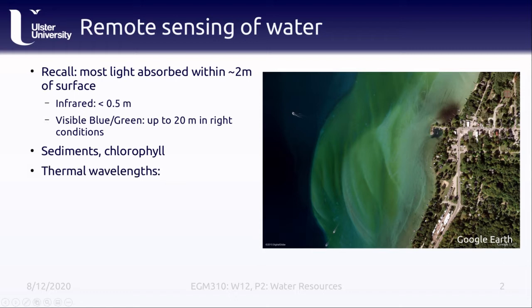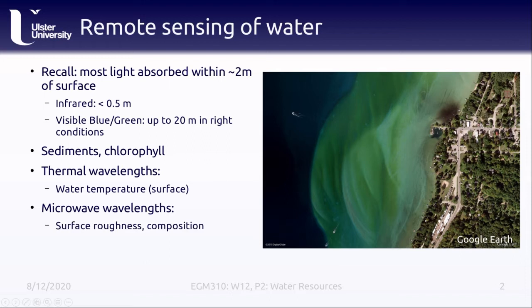In thermal infrared wavelengths, we can also measure water temperatures, at least at the surface. In microwave wavelengths, we can also measure the surface roughness, at least relative to the signal wavelength. We can also learn about the composition of the water surface, so what other substances might be present. And on land, we can also measure soil moisture.